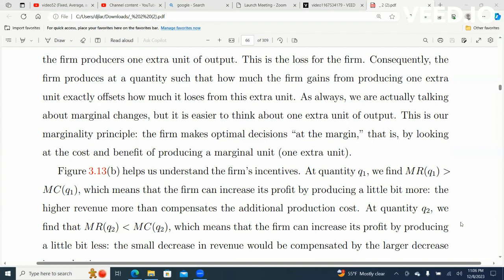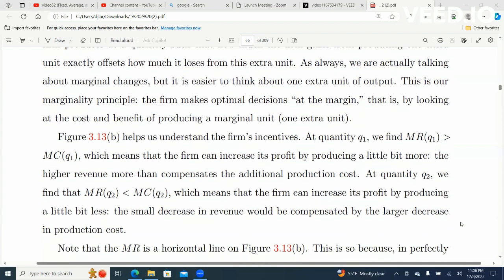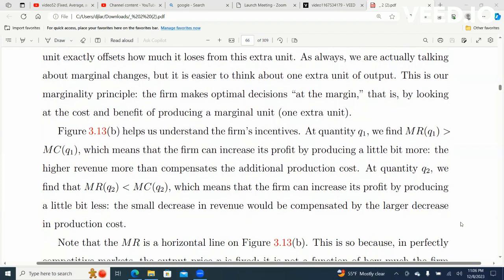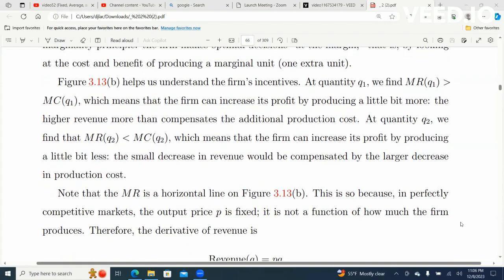Consequently, the firm produces at a quantity such that how much the firm gains from producing 1 extra unit exactly offsets how much it loses from 1 extra unit. That's the Q star where they equal, of course. As always, we are actually talking about marginal changes, but it is easier to think about 1 extra unit of output. This is our marginality principle. The firm makes optimal decisions at the margin, that is, by looking at the cost and benefit of producing a marginal unit, 1 extra unit.